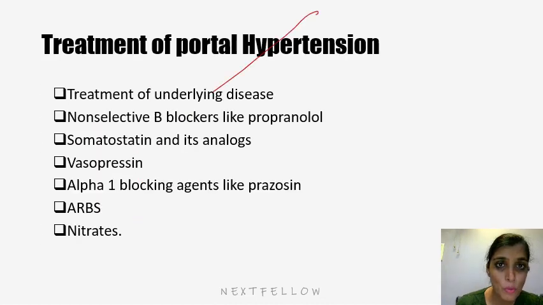Coming to the treatment of portal hypertension, the primary treatment is identifying the underlying cause of portal hypertension and treating it. Non-selective beta blockers like propranolol, somatostatin and its analogs like octreotide, vasopressin, alpha-1 blocking agents like prazosin, angiotensin receptor blockers, and nitrates.